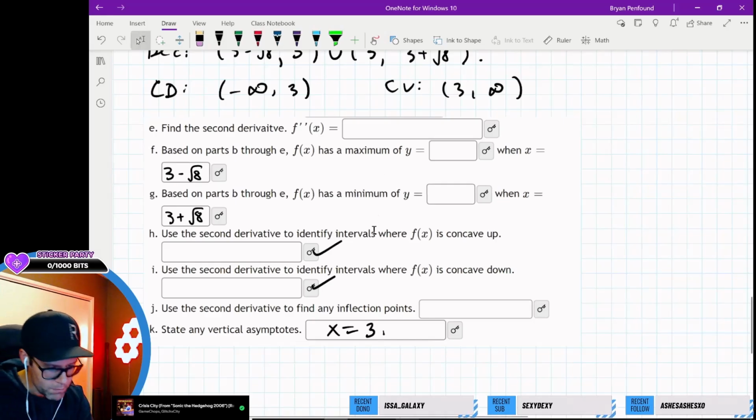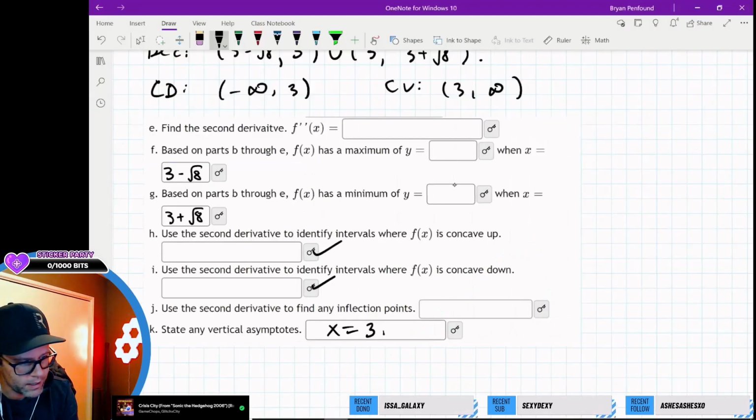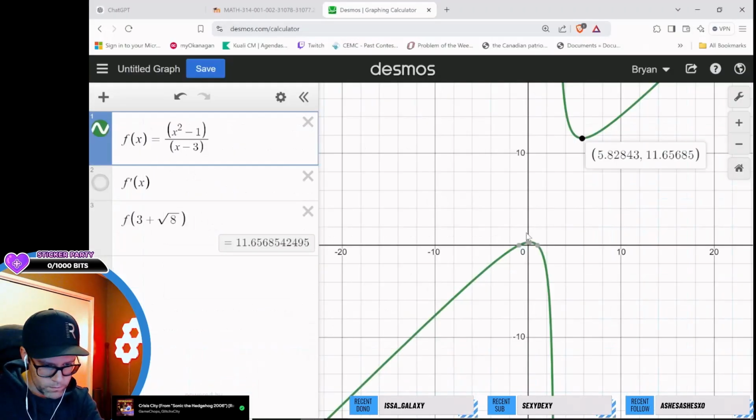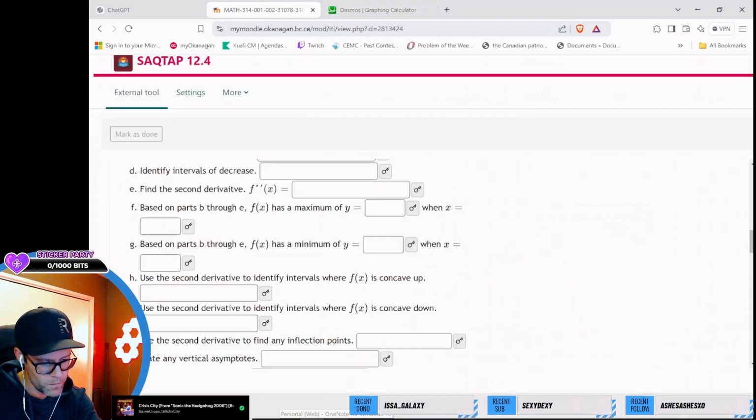This one was like 11 point something, like 11.66. And then our max, it feels weird to say that, but it's a local max. Our local max is at about 0.34.